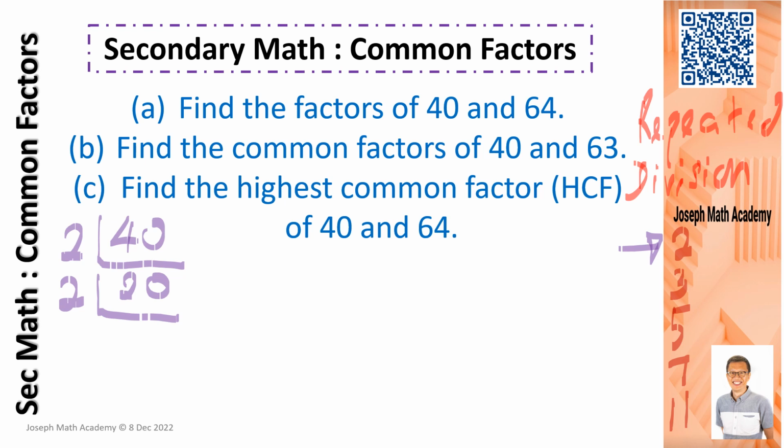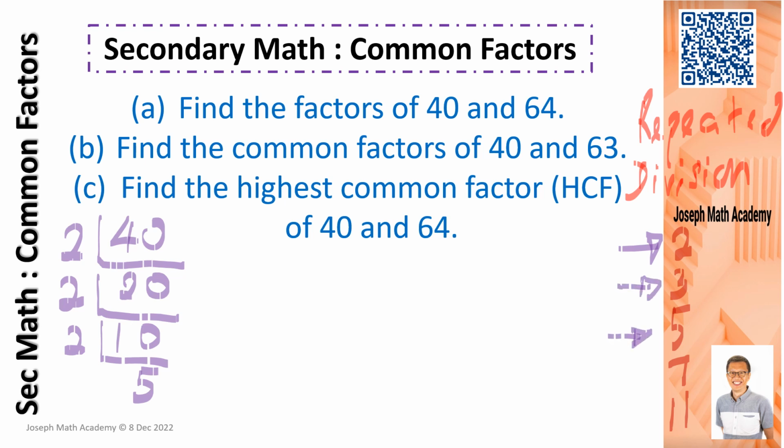So 40 divided by 2 gives us 20. 20 divided by 2 gives us 10. 10 divided by 2 gives us 5. Now we are not allowed to have a remainder, because factors cannot have a remainder when we do division. So when we stop at 5, we go down. 2 is not a divisor anymore. 3 is not a divisor because 5 cannot be divided by 3. 5 cannot be divided by 2. So these two are out.